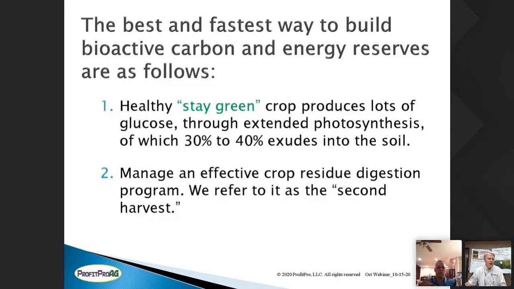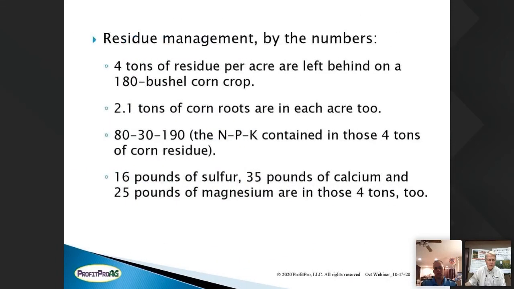So the best and fastest way to build bioactive carbon and energy reserves are healthy staying-green crops that produce a lot of glucose. And as we said earlier, through photosynthesis, about 40% of this glucose is exuded into the soil to build soil, to help with nitrogen fixation, to feed the microbes so they can do all the things they need to do for the plant to be healthy. The other thing we need to learn how to do is manage the crop residue that's there after every harvest. Really, really important. And we put a major emphasis on that this fall. And it's something everybody should look at and consider.